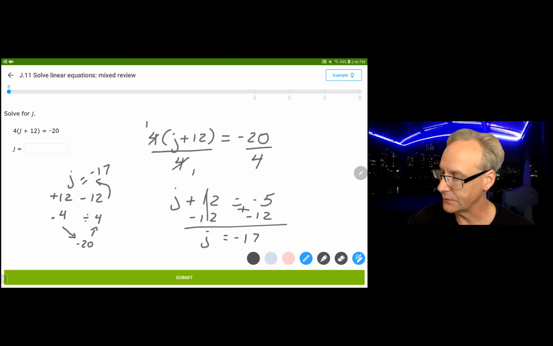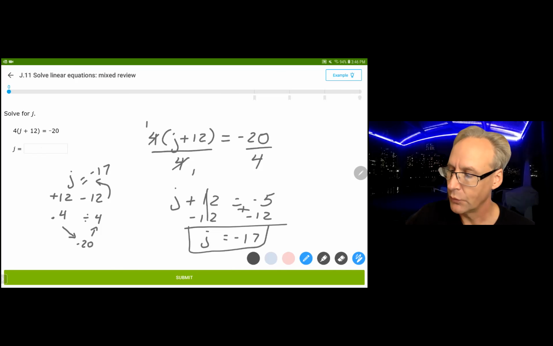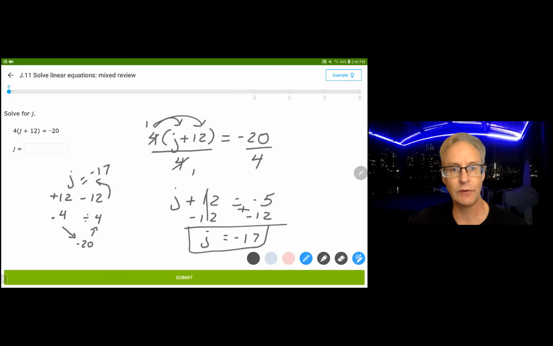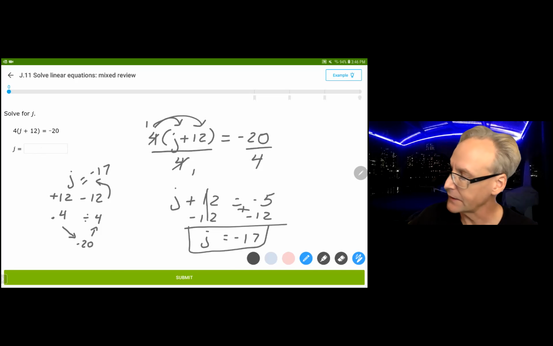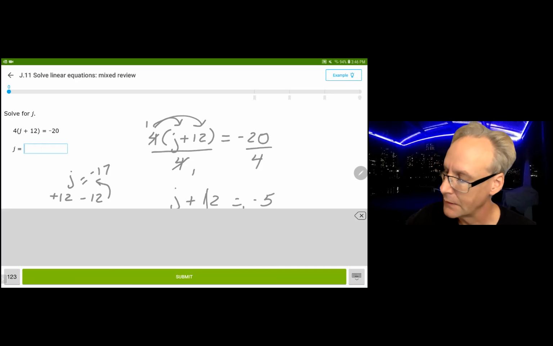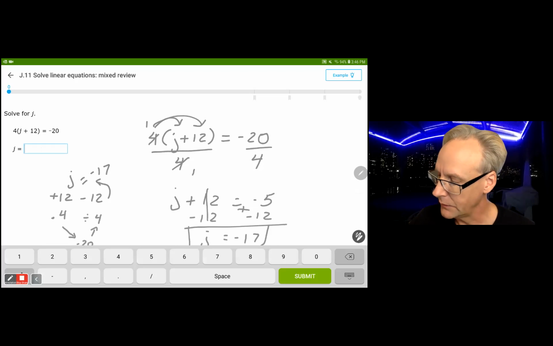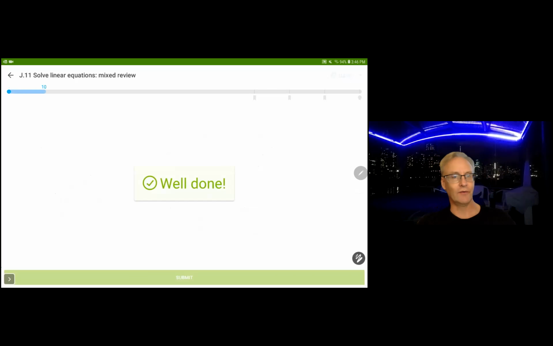Anyway, there's my solution. We could have started by distributing the 4 to both parts, and then we would have added and subtracted different things. But this is more direct. So here it is. Let's put it in. And we're looking at negative 17. Probably over-explained, but I tend to do that on the first problem.